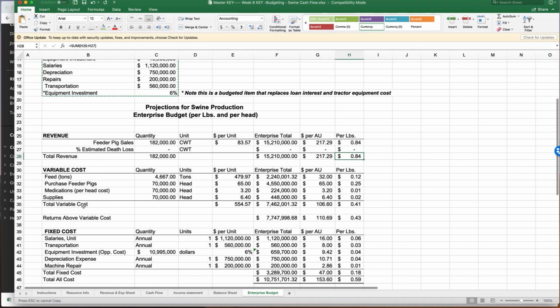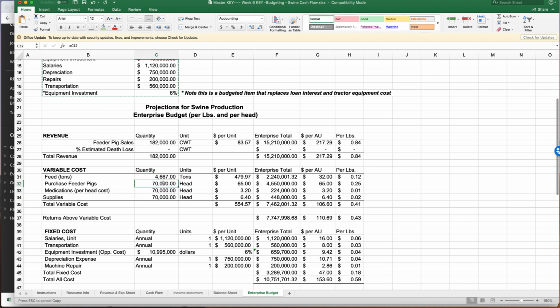All right, let's go down to variable cost. Now, variable cost is going to be based on, again, the information given. So all of that is given up there. We are feeding that many tons. We are handling that many pigs at a price we're buying them. We're also handling that many pigs and medicating them, and we're handling that many in supplies, and we are medicating those as well. All right, so this is how I would calculate those. All this is given, once again, quantity times price gives me that. Get a total there, and we go from there.